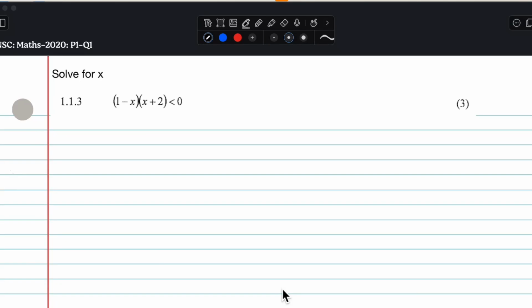Hello and welcome back. Today we are solving question 1.1.3. We will be solving for x and we are dealing with a quadratic inequality.